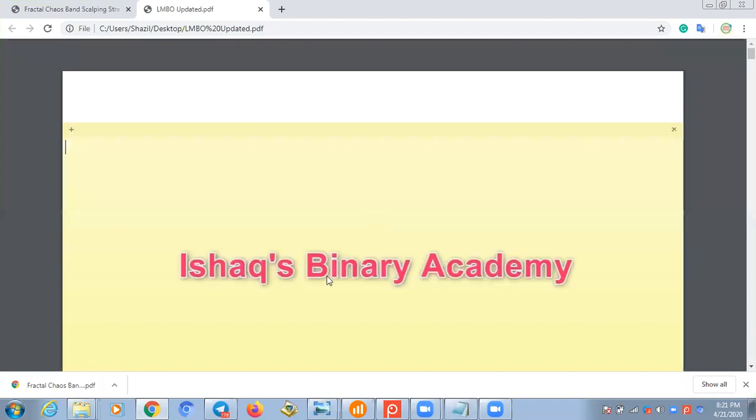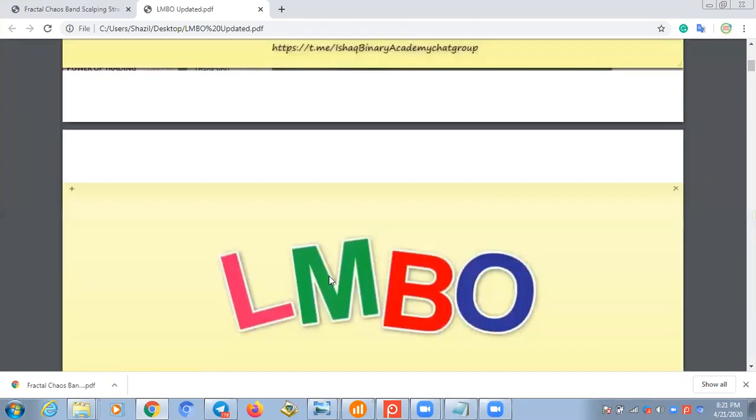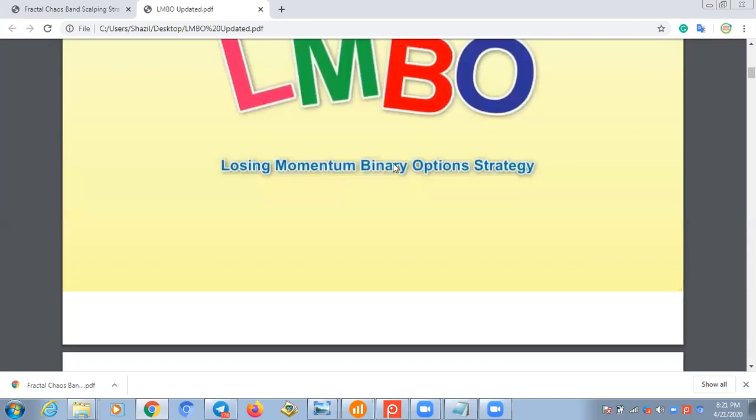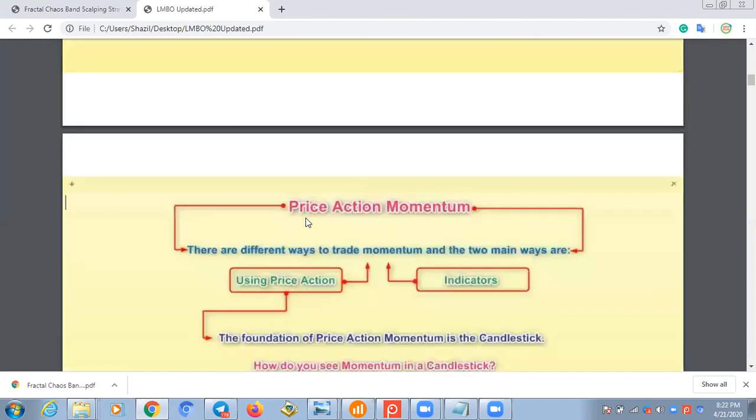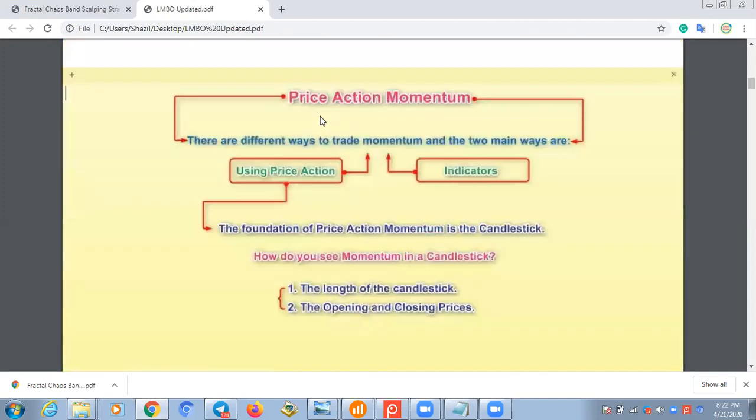When momentum is increasing, the trend can continue. So this strategy depends upon losing momentum. When the momentum is losing, a reversal can happen. This strategy depends upon three candles. So, price action momentum. There are different ways to trade momentum, and two main ways we can analyze the momentum.